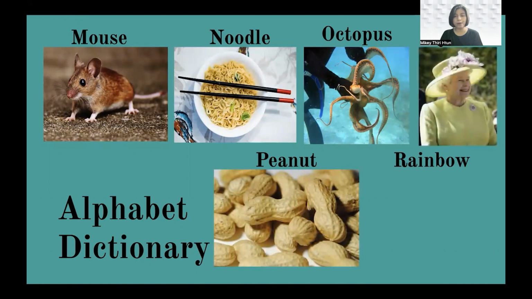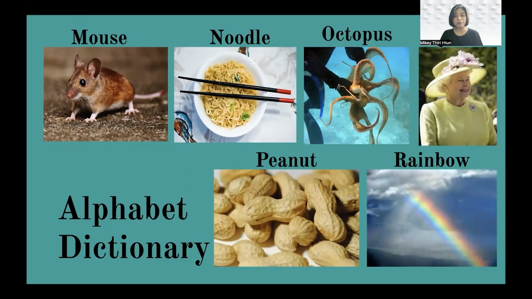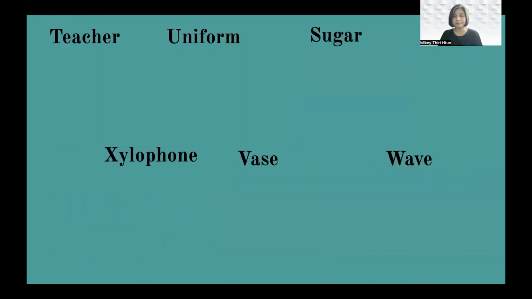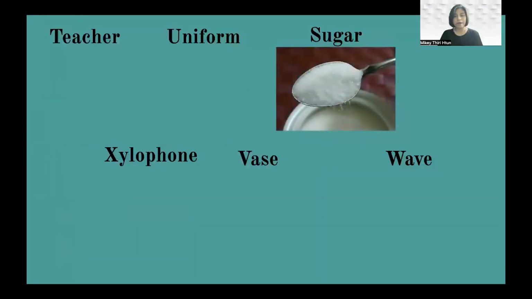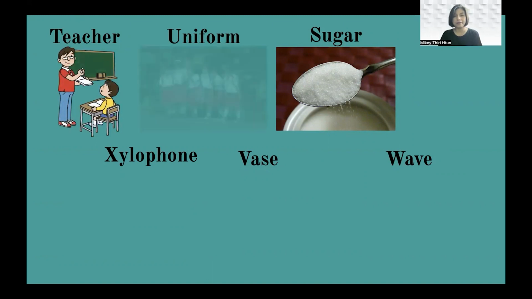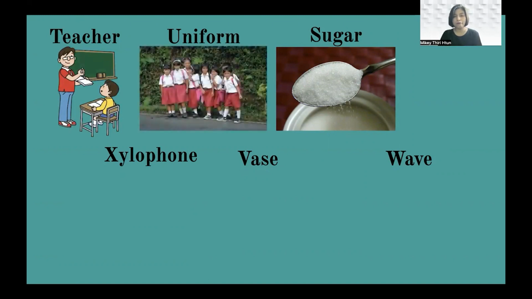And Q for queen. And R for rainbow. You can see rainbow after rain in the sky. Another one is S for sugar. You put sugar in your coffee to make it sweet. And T for teacher, is like me, teacher Mikey. And U for uniform. So mostly in school, students and teachers wear school uniform. At work, the workers wear the work uniform. This is the same clothing style.